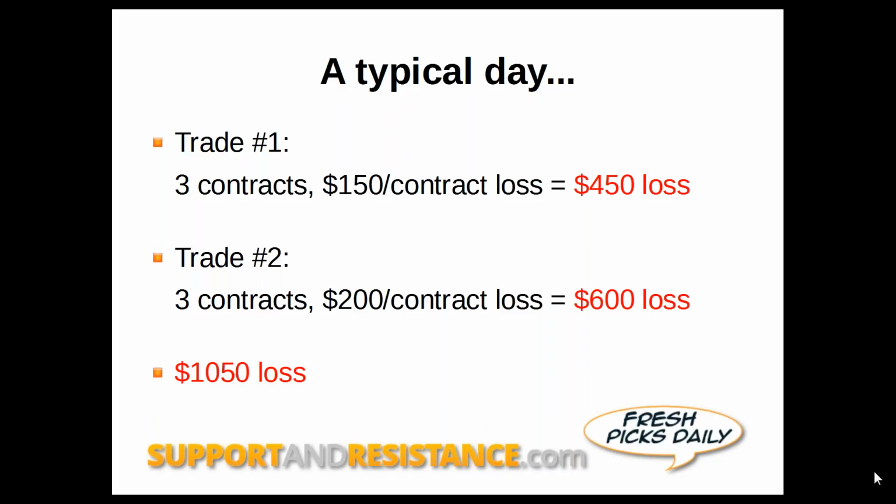So this is going to be a typical trading day for a lot of people. So you're trading 3 contracts. Trade number 1, market throws you a curveball, and you end up with a $150 loss. On 3 contracts, that's $450. The next trade, okay, let's say the market suckers you again. This time you take a $200 loss. On 3 contracts, that's $600 loss. You're 2 trades in and you're down $1,050.